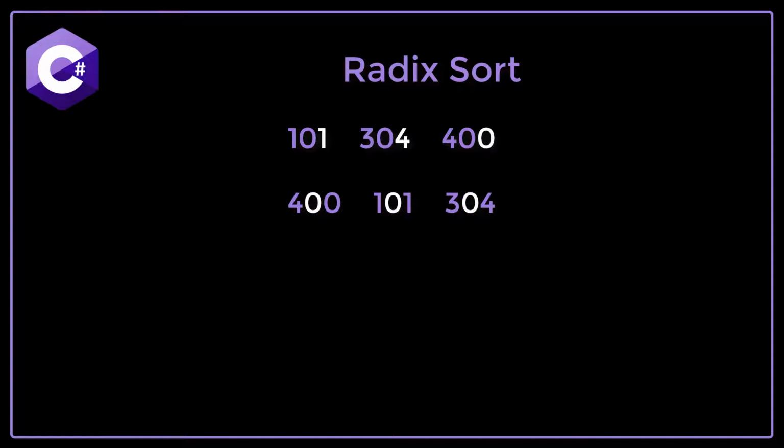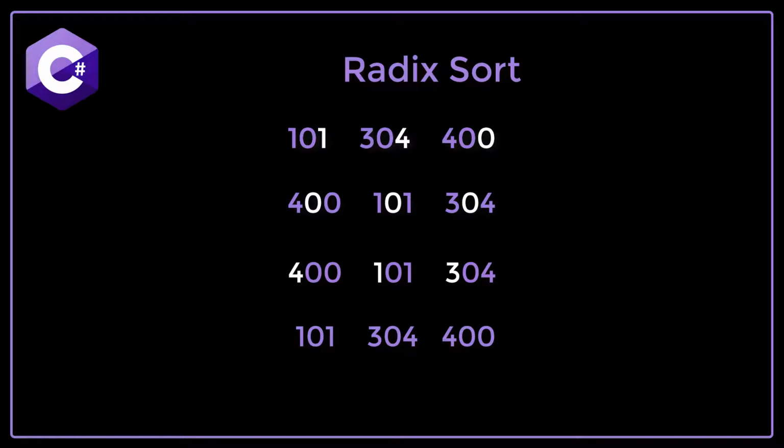Next, the middle digits are examined, since this algorithm starts from the right and moves one digit to the left each time. Since all of the middle digits are 0, the elements in the collection stay in the exact same order. Now, the leftmost digits are examined.